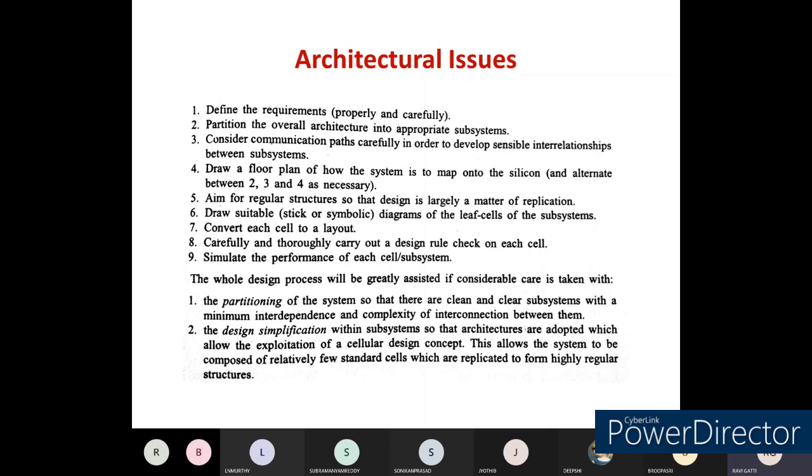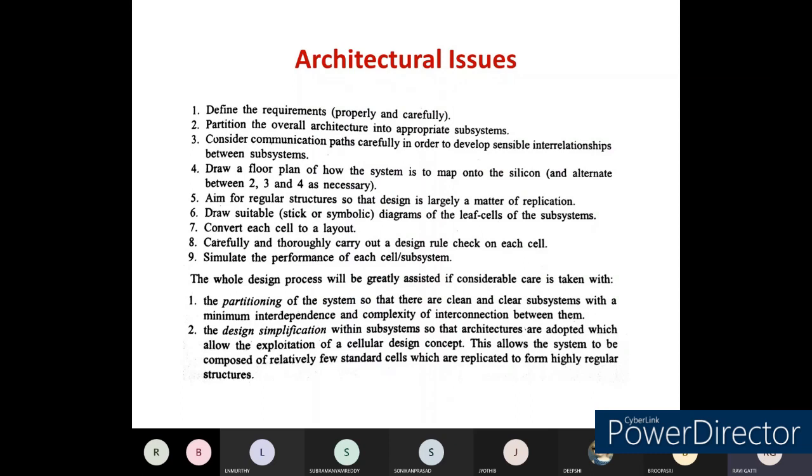When you want to do the partition, you should be very careful to understand how the communication and the relationship between one entity and another entity works. Okay, so that you are supposed to understand in the partition of the overall architecture.